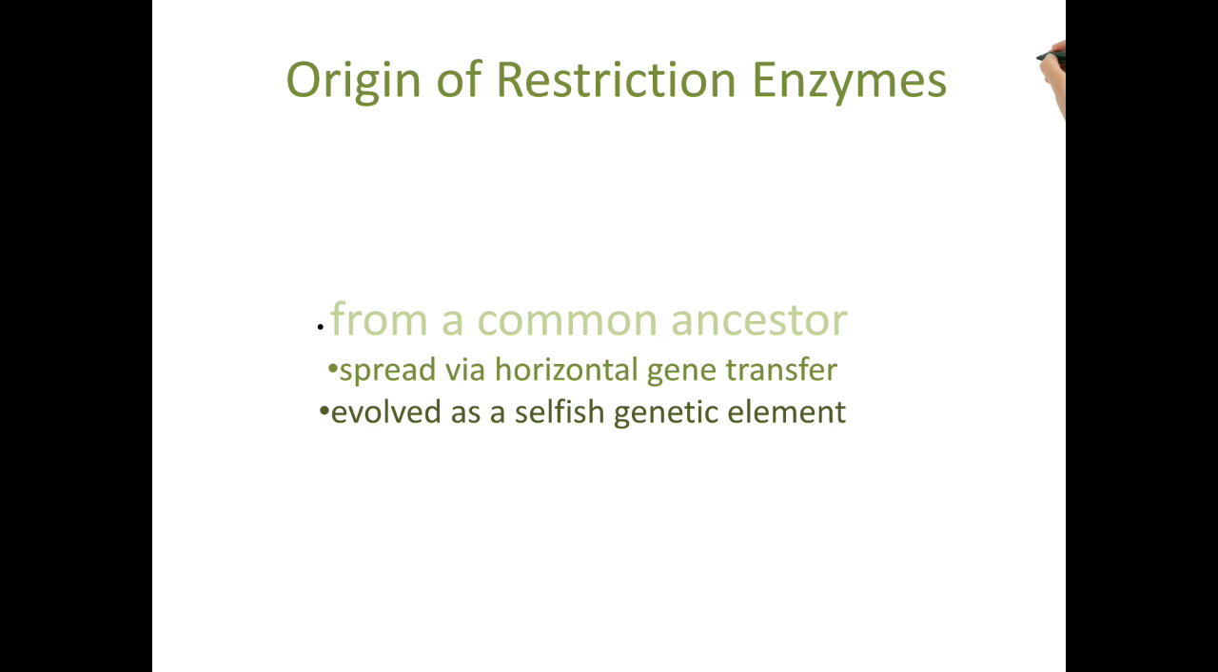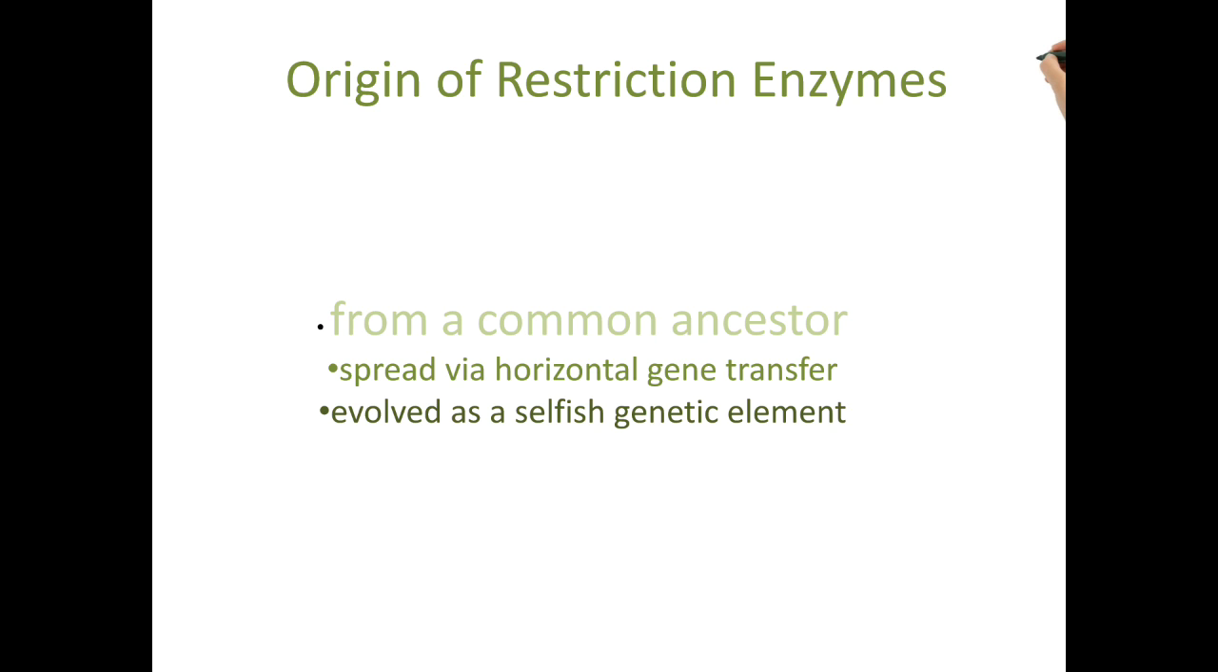The first point, from a common ancestor. Now, what is an ancestor? An ancestor is some organism that stands before the organism in concern in the pathway of lineage. So an ancestor is basically that organism or that molecule or anything from which our concerned organism came or evolved.